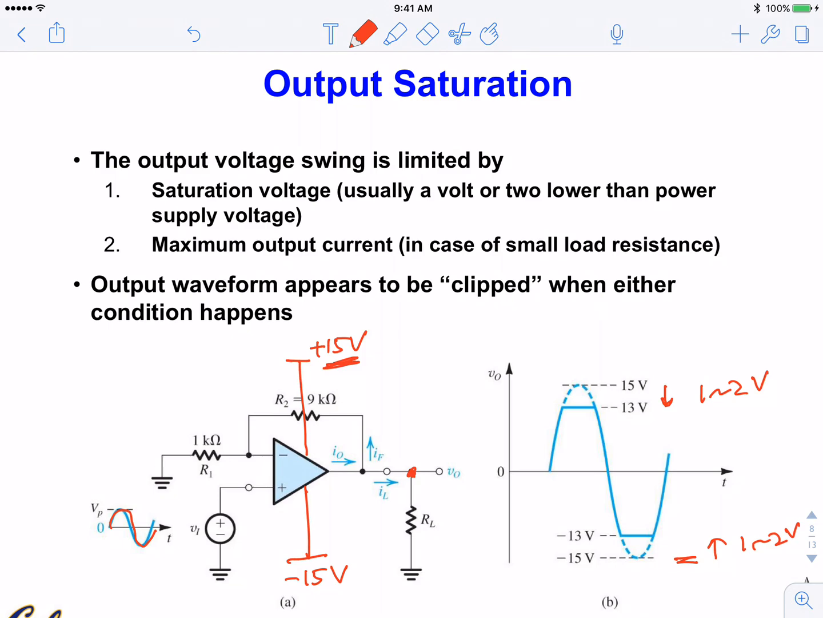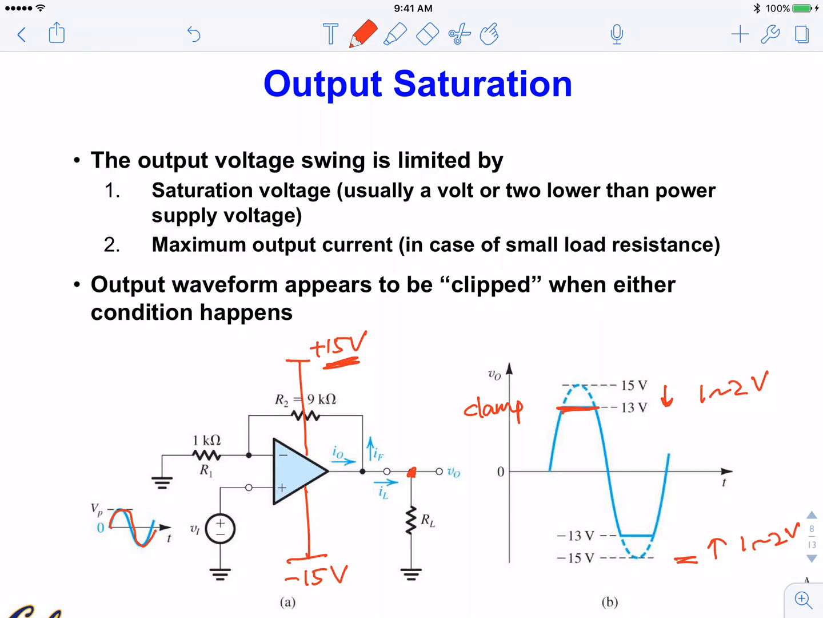And if you exceed that, like in this case where you have a gain of 9 and you expect your output voltage to be 15 volts, you hit that maximum saturation and your signal will basically be chopped off. So it will be clamped. We call this being clamped by the power supply voltage.